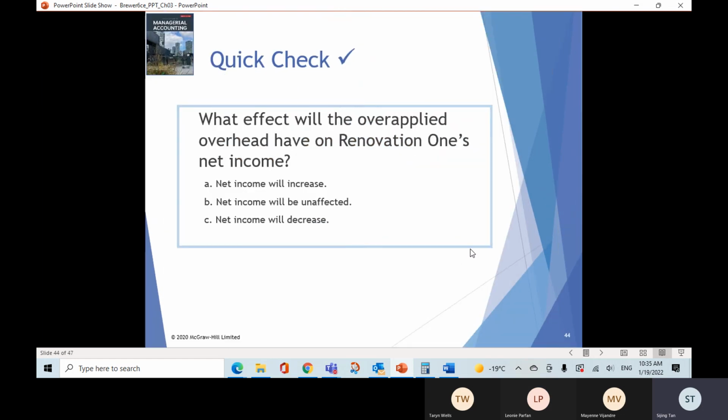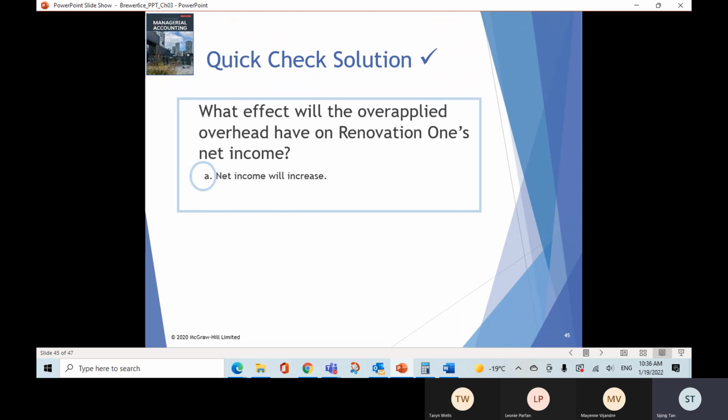And then what effect will the over-applied overhead have on Renovation 1's net income? Cost of goods sold will decrease, then your net income will increase. If you want to show net income, you start with sales, you deduct your cost of goods sold, which gives you a gross margin, and then you deduct the operating expenses. So if cost of goods sold decreases and sales have no change, your net income will increase. That is the logic.